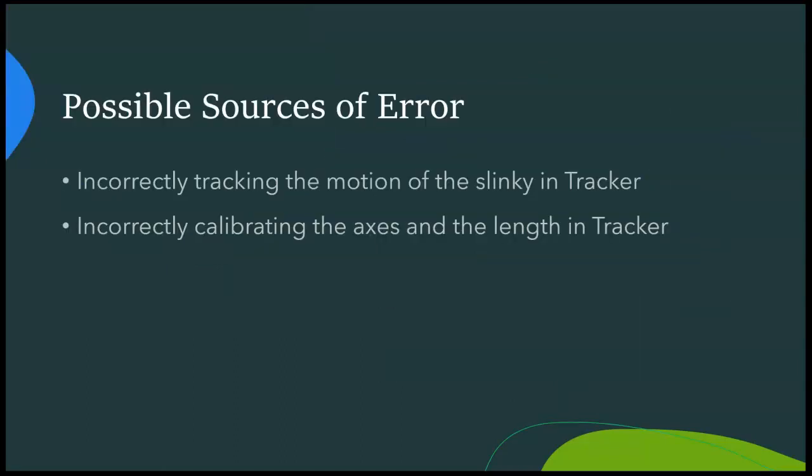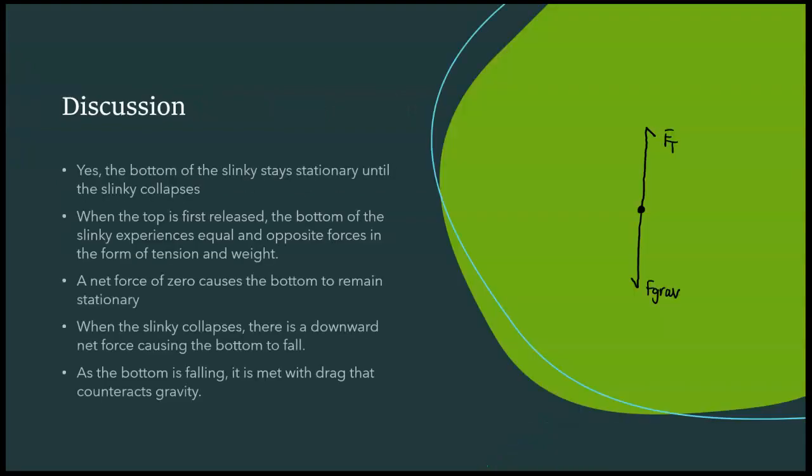And the possible sources of error that led to this deviation could be the incorrect tracking of the motion of the slinky in Tracker, and incorrectly calibrating the axes and the length in Tracker.